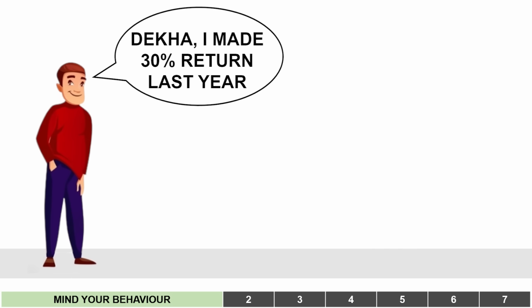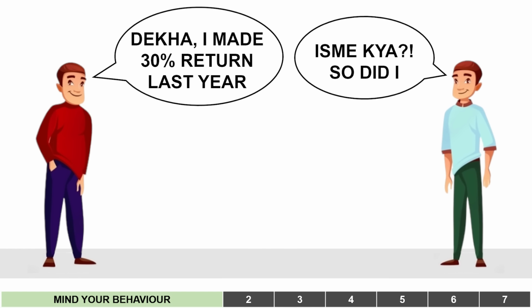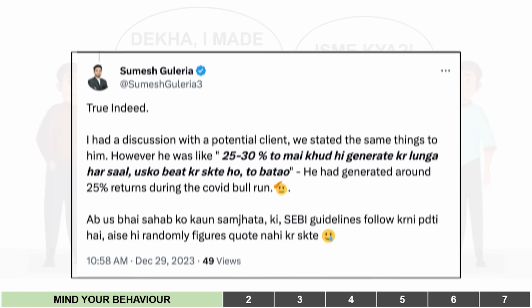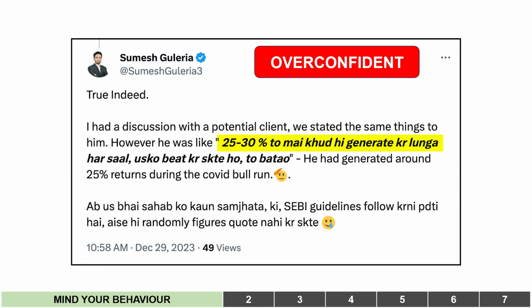For example, the period from 2020 until 2023 has been a strong one for the Indian stock market. And if you've made 30% return, then it's probably on par with what a lot of others have made. But then many individuals, including this client Sumesh is referring to, seem to have become very confident, overconfident of their abilities. So that's behavior flaw number 1.